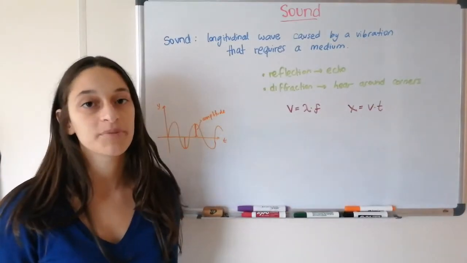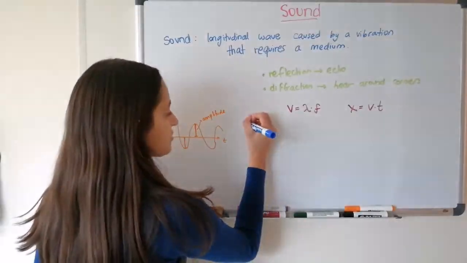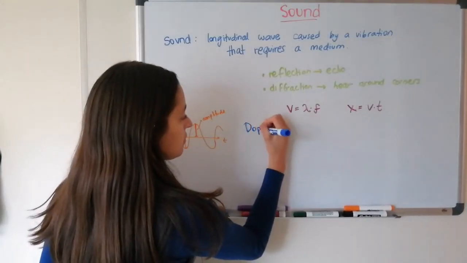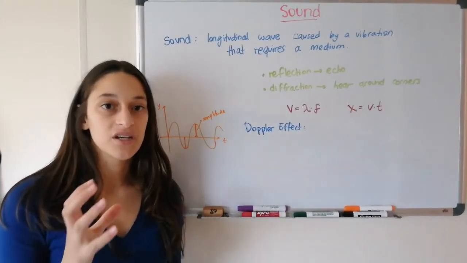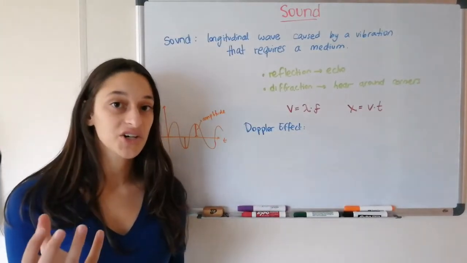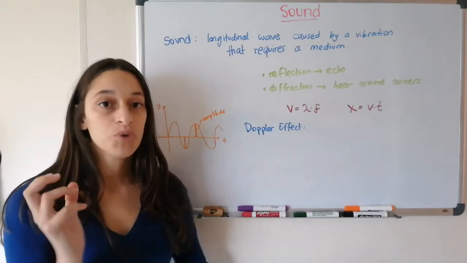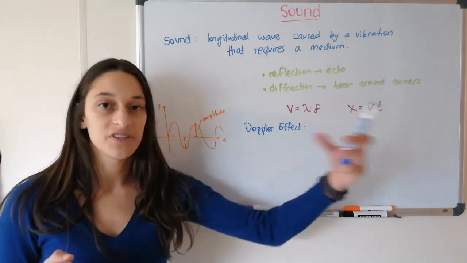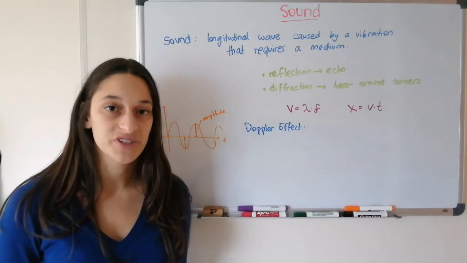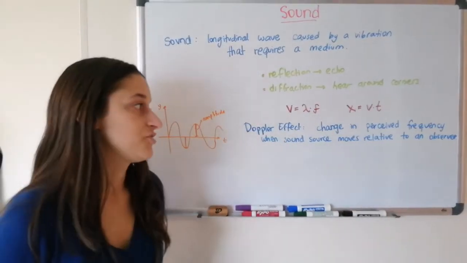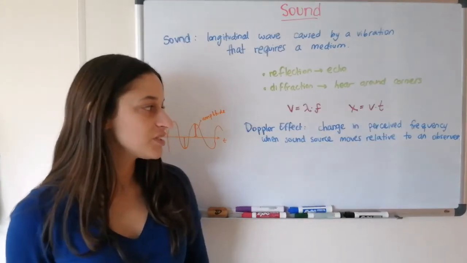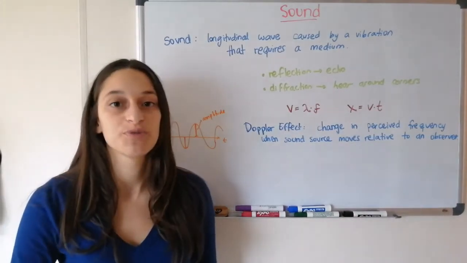And finally, we're going to talk about the Doppler effect. Doppler effect, maybe you've heard that before. So Doppler effect is defined as a change in frequency when a sound source, like a speaker or a moving car, moves relative to an observer that is standing some distance away from the source. So let's write that down. Here it is. Change in perceived frequency when a sound source moves relative to an observer.